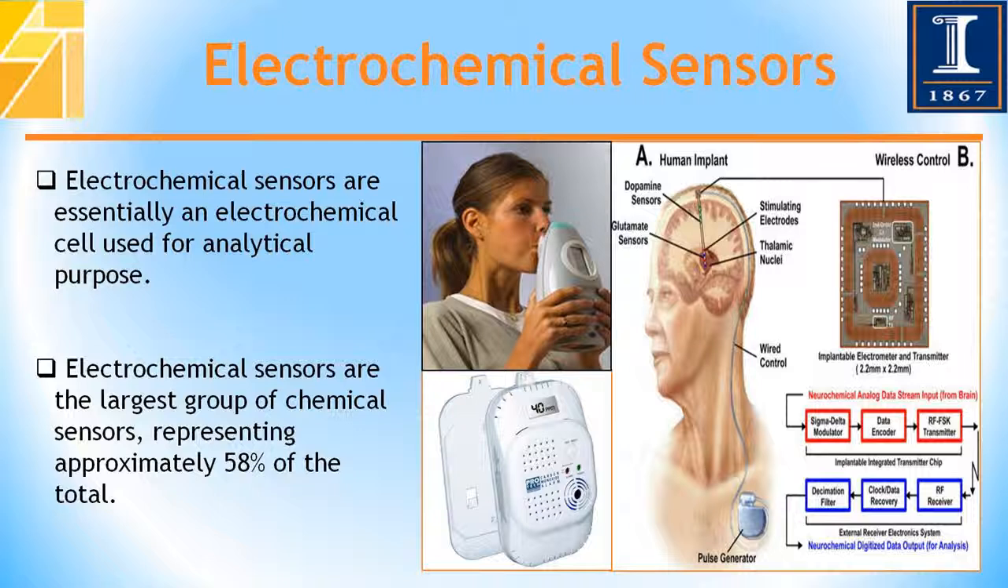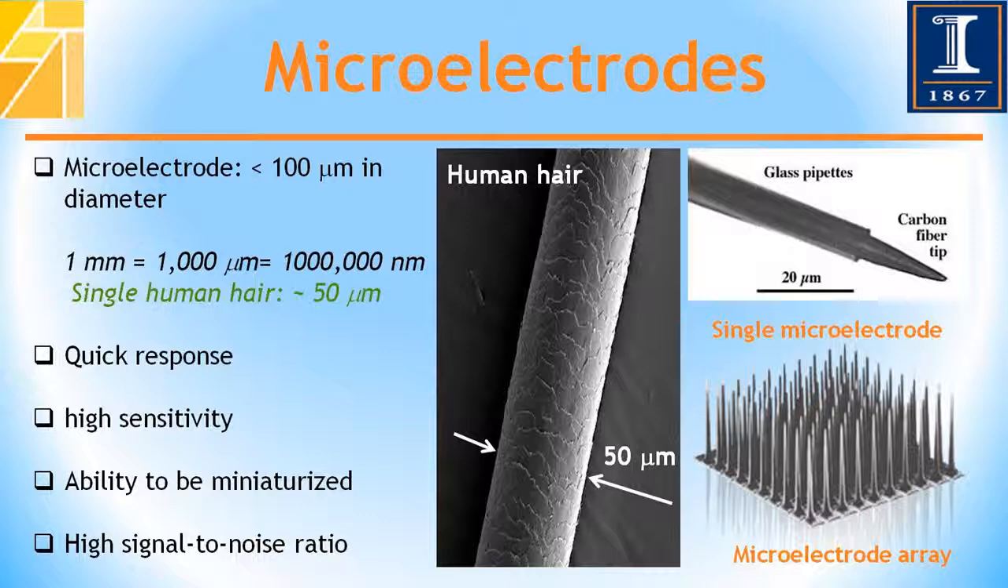Electrochemical sensors are basically an electrochemical cell used for analytical purpose. We use the electrochemical sensors at home to detect gas leakage. One of advanced applications for electrochemical sensors is for neuroscience study. The core component for electrochemical sensors is microelectrode. The microelectrode means the electrode has a diameter of human hair or smaller.